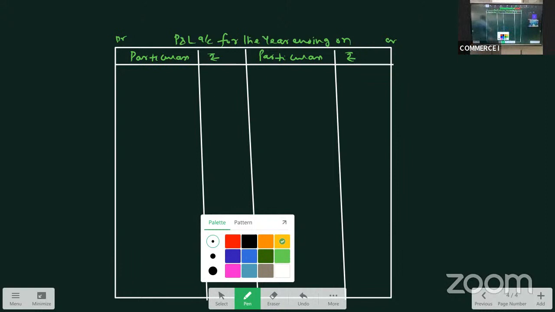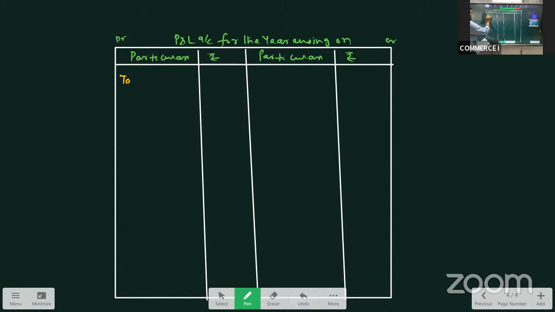The first item is rents and taxes. It is an expense related to the factory, so we'll take it on the debit side. What is the amount given? Rent and taxes are 850.